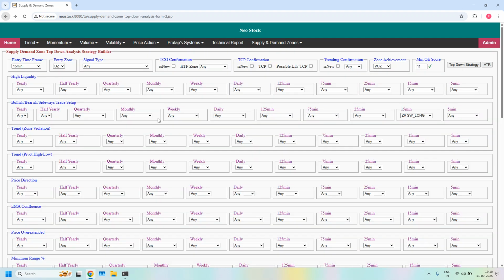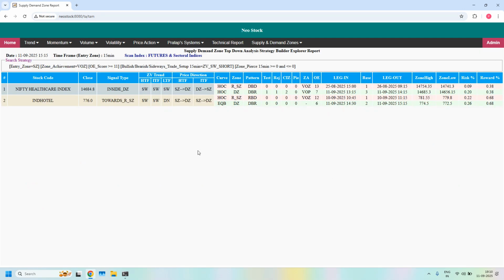Next, sideways short trade setup. Changes are 15 minutes supply zone, and here sideways short. We got 2 stocks. Entry time frame zones are 15 minutes supply zones.